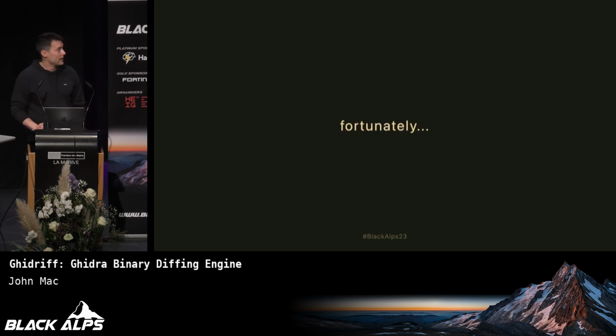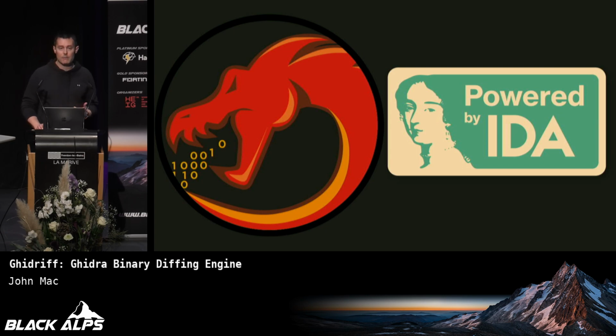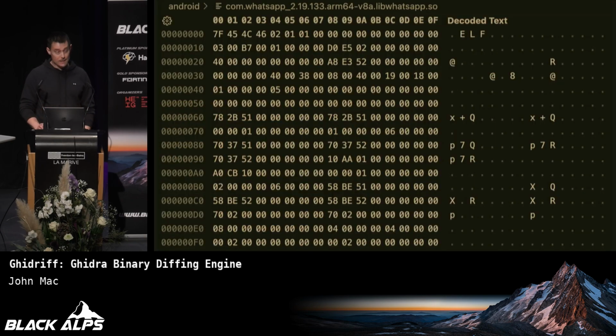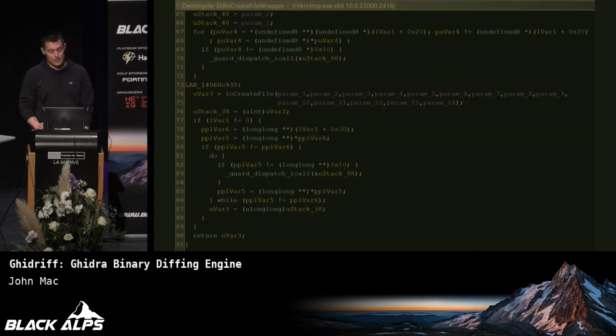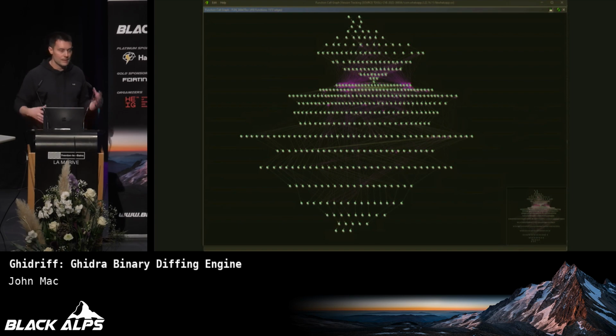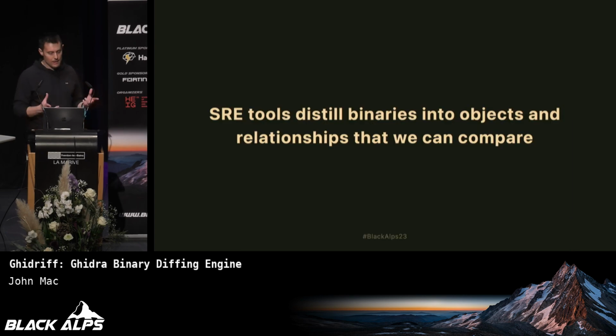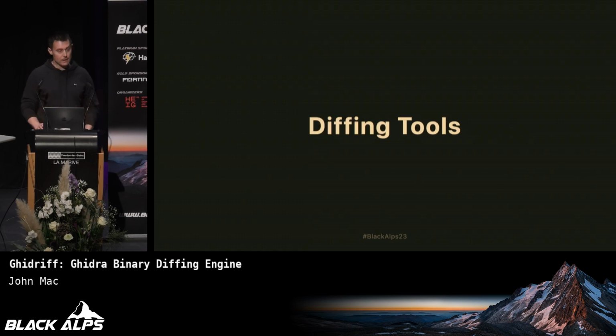But we live in the day and age of modern software reverse engineering frameworks. We have Ghidra or IDA. And what they can do is they can take this hex dump here and they can turn it into something we can understand, maybe an assembly listing, or actually the pseudocode or decompiled version of that. And they can help us understand all these complex relationships in a binary, the call graphs and how these functions are connected, and allow us to build our tools on top of that. So in effect, SRE tools distill these binaries into objects and relationships that we can compare. And that's how we can actually do the diffing that we're interested in.